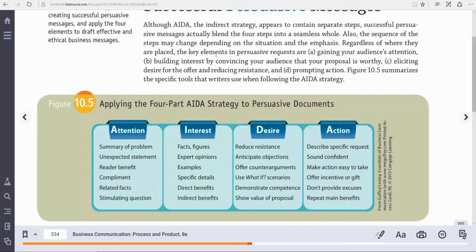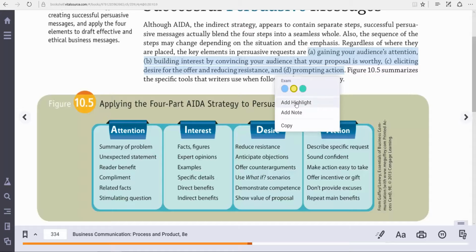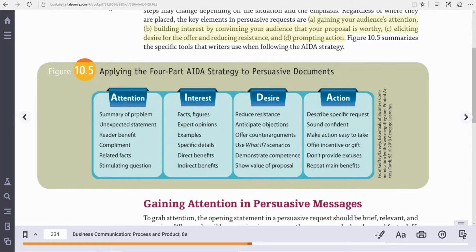Okay, regardless of where they're placed, the key elements are gaining your audience's attention, building interest by convincing your audience that your proposal is worthy, eliciting the desire for the offer, and reducing resistance and promoting action. So attention is a summary of the problem, an unexpected statement, reader benefit, what's in it for them, a compliment, related facts, stimulating questions. Interest is facts and figures, expert opinions, so Dr. So-and-so said this, examples, specific details, direct and indirect benefits.